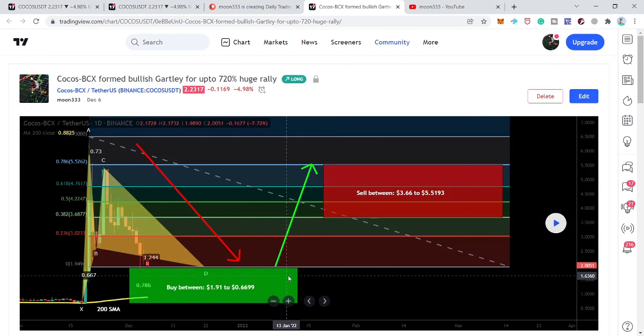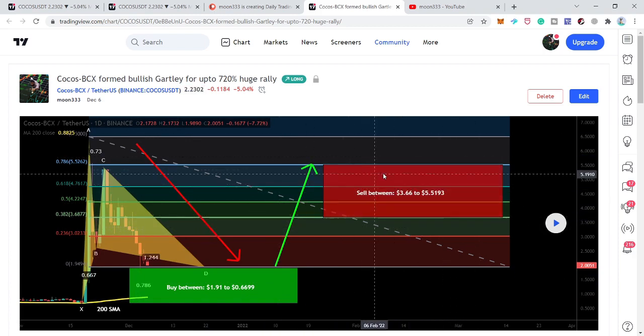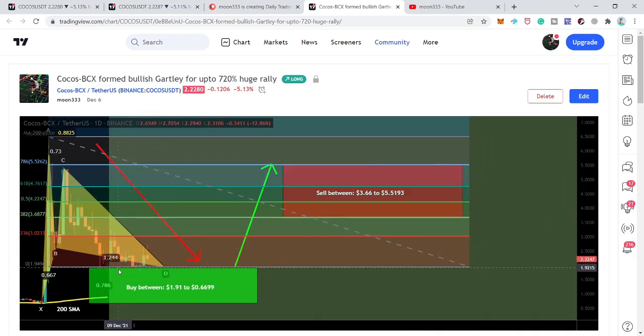Therefore, I told my members that this buying zone is quite wide. So, in order to minimize the loss ratio, we can set our stop loss at the 200 simple moving average on the daily, and this will reduce the loss ratio. And our sell targets, as per the Fibonacci sequence of this Gartley move, are $3.66 and $5.51.